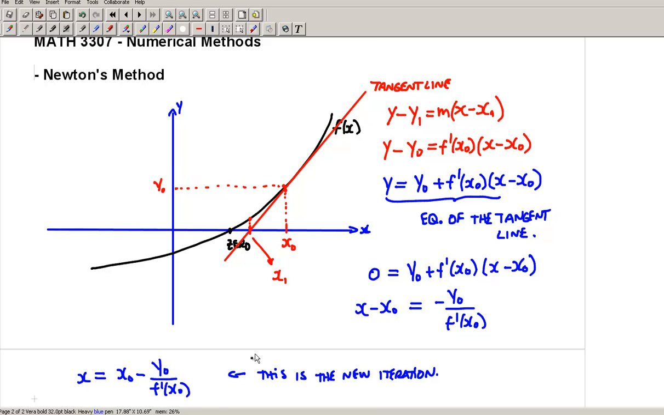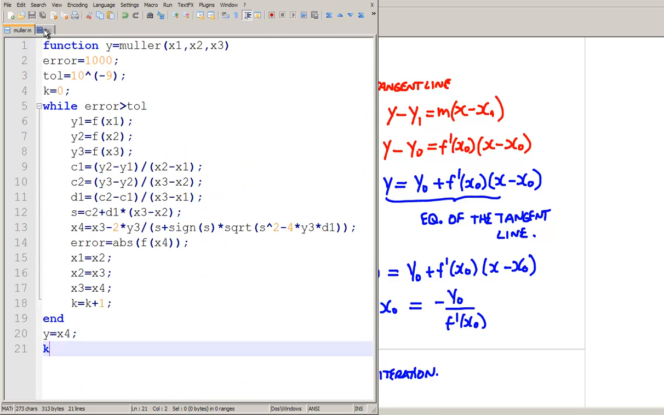Alright, let's see how we code this. Let me go here to Notepad and start a new function. I can actually use Mueller's function here and change it a little bit. So I'm going to change it to Newton. This time we need only one guess, x naught. The error starts out big. Define the tolerance. Here is my counting variable, so I can count the number of iterations. So we're going to have a loop while the error is still big.